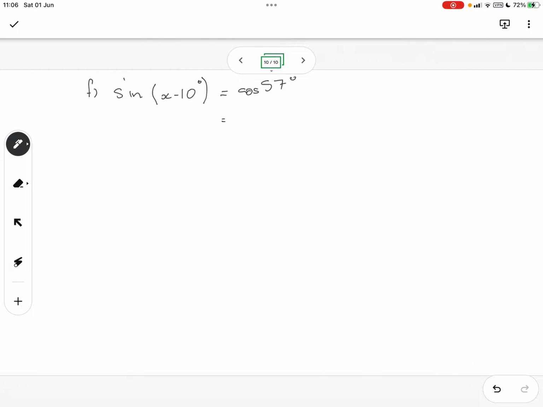Anyway, here we can do arcsine as well. Cos 57 is going to give us an irrational number. What's the value for that? It's 0.544. 100%. And then we must take the arcsine of that.